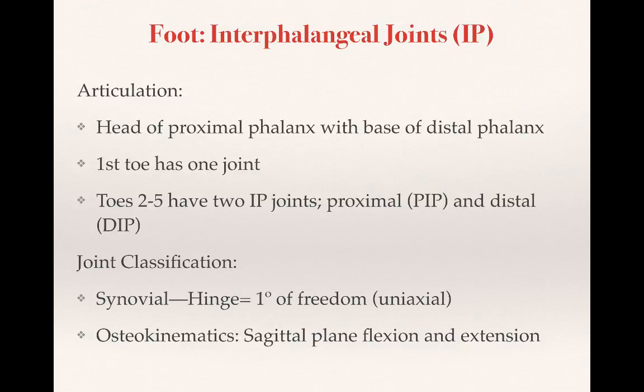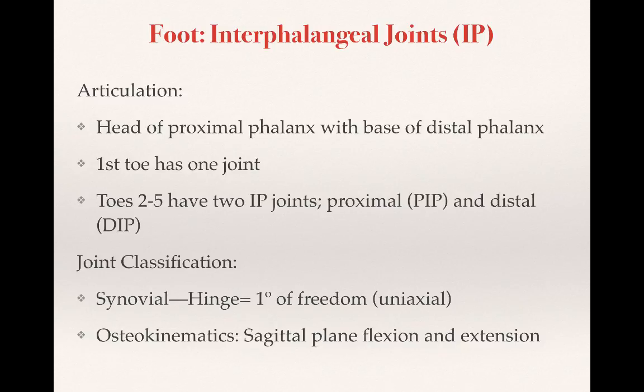The interphalangeal joints are the most distal joints of the foot. These joints are the articulations of the heads of the proximal phalanges with the bases of the distal phalanges. So the first toe has 1 IP joint, and toes 2 through 5 have 2 IP joints. So that means that toe 1 only has 2 phalanges and toes 2 through 5 have 3 phalanges.